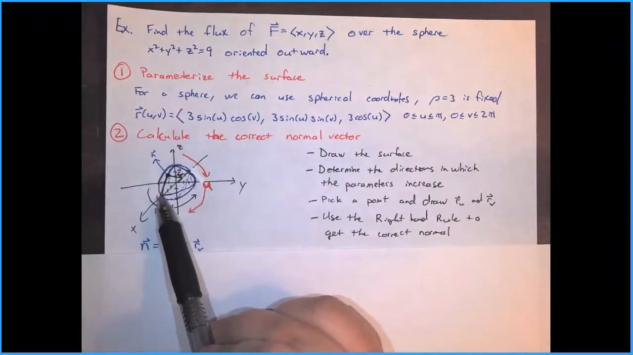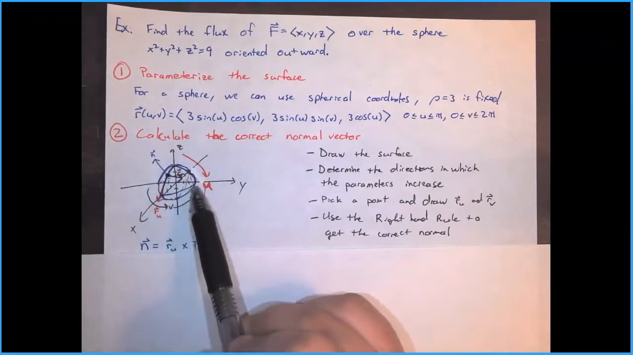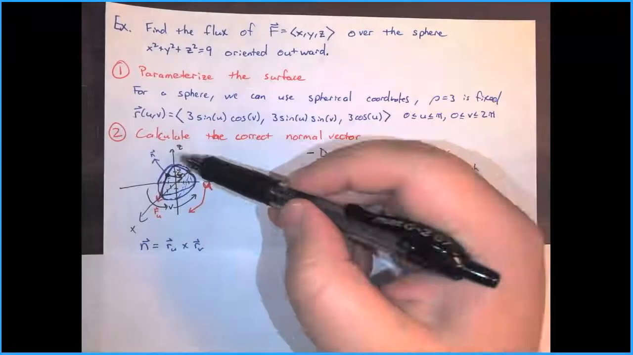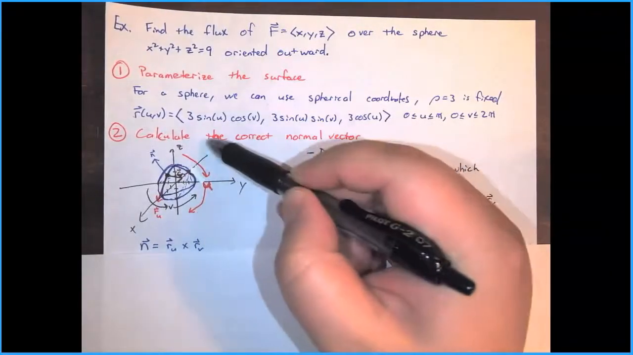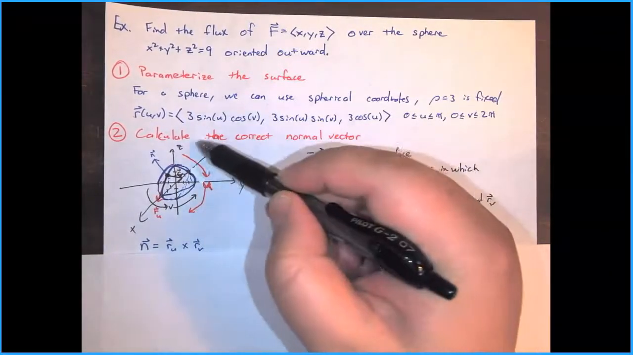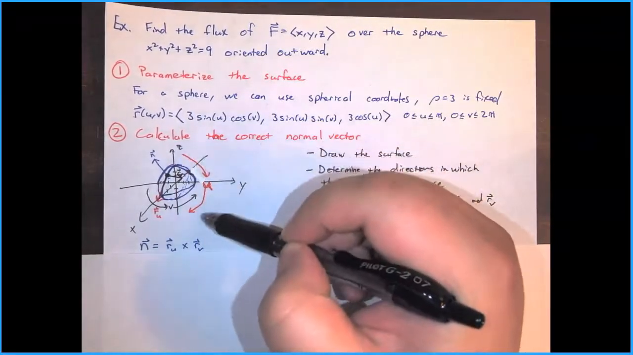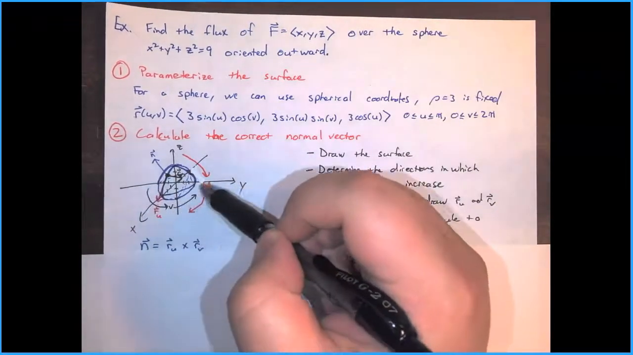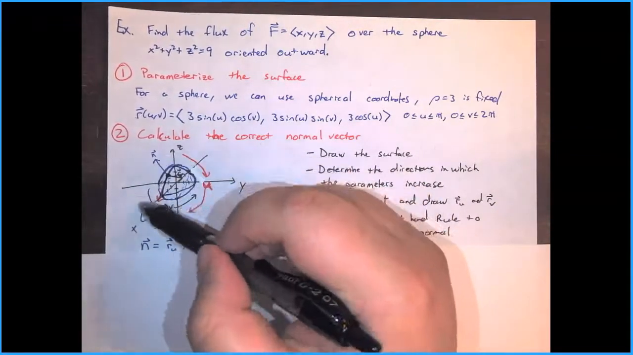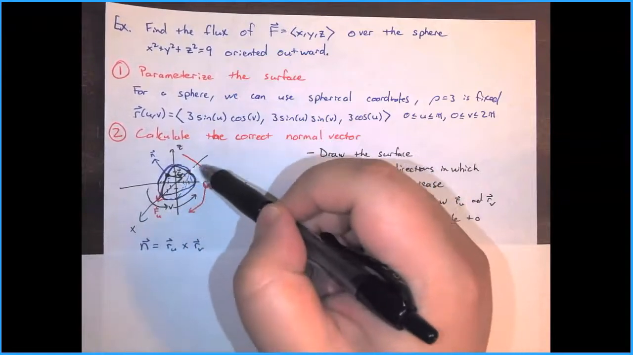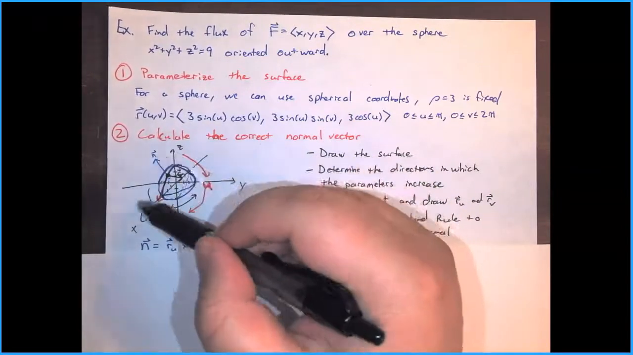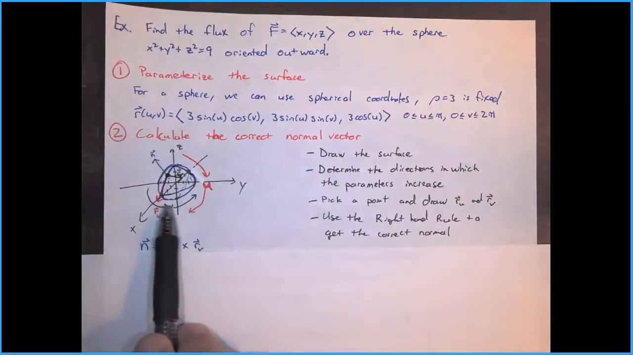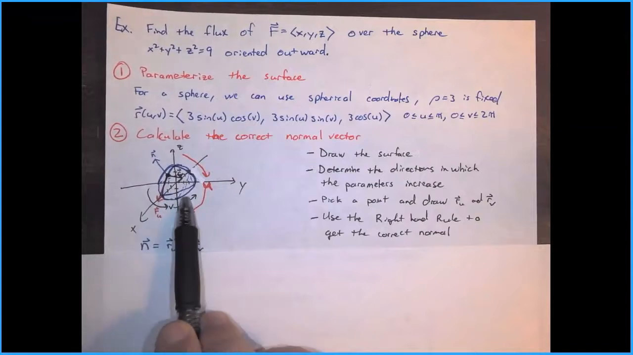And that does that no matter which direction I go down the sphere. So u, my phi variable, is increasing in this direction. That's why I've drawn these red arrows to indicate the direction that u increases. V is my theta variable, and we know theta increases counterclockwise in the xy plane. So v is going to increase counterclockwise in the xy plane. That's why I've drawn these black arrows to indicate the direction that v is increasing.